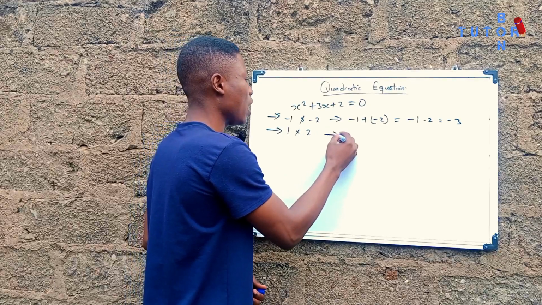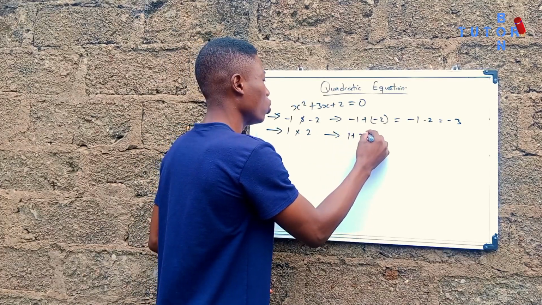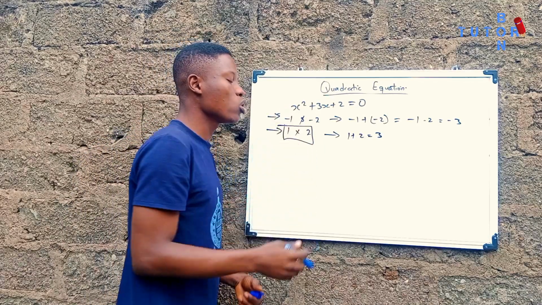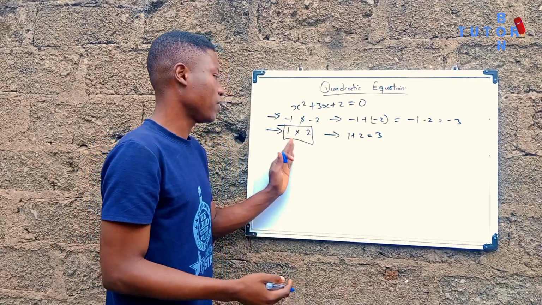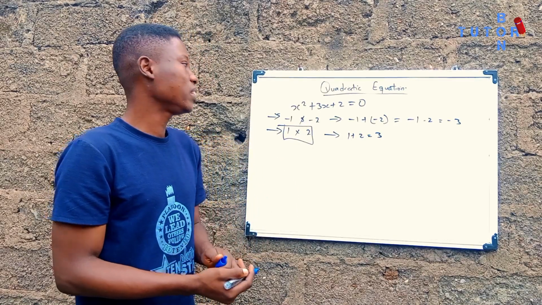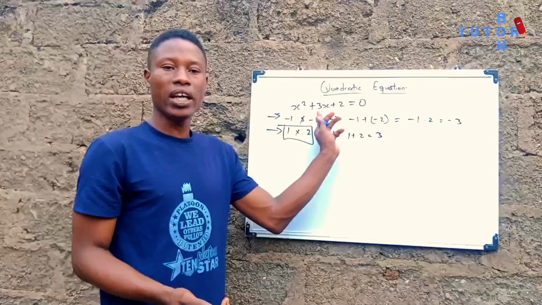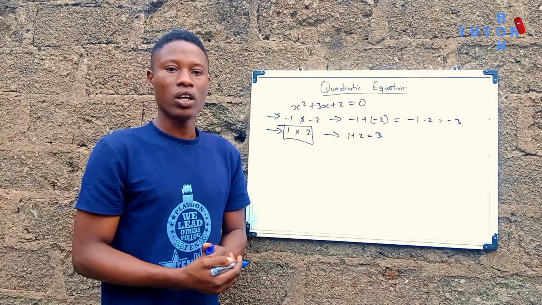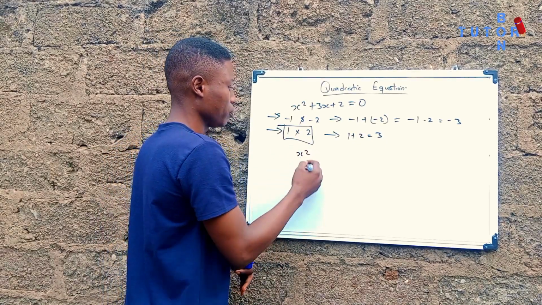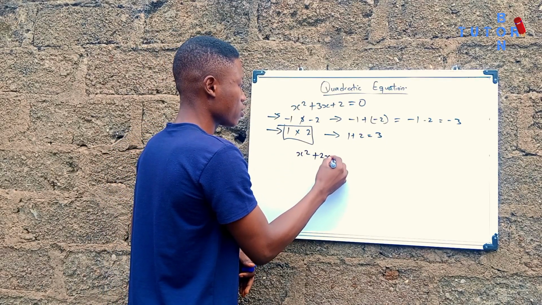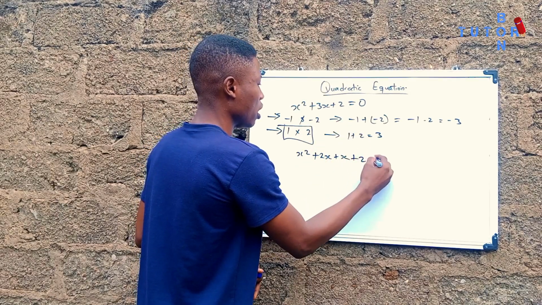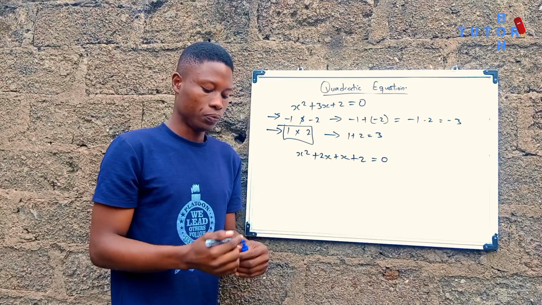But this one, if you add it together, you have 1 plus 2 to give you 3, which means this is the factor we are going with. And what do you do with this factor? You represent this plus 3x with this factor, and you write it in such a way that you have x squared plus 2x plus x plus 2, everything equals 0.